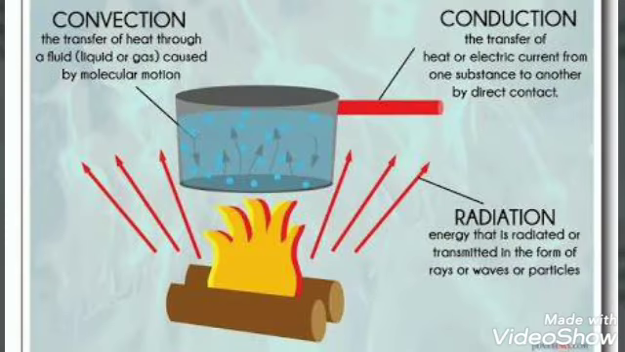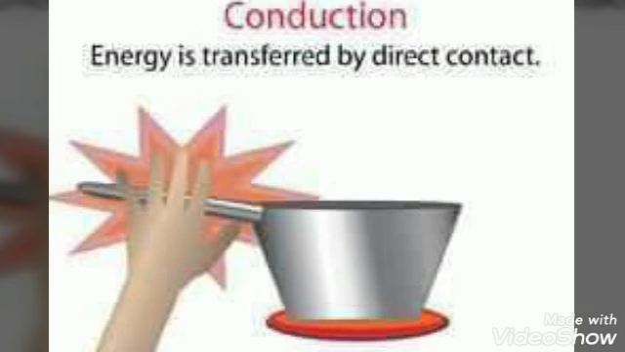As we know, there are three methods of transfer of heat. One is conduction, convection, and radiation. Conduction is the transfer of heat or electric current from one substance to another by direct contact. So it happens mostly in solids. Whereas convection takes place because of your molecular motion, and it is seen in your liquid and gas more. Radiation is energy that is radiated, and it is transmitted in the form of rays or waves. In the following slides, we start with conduction and convection.